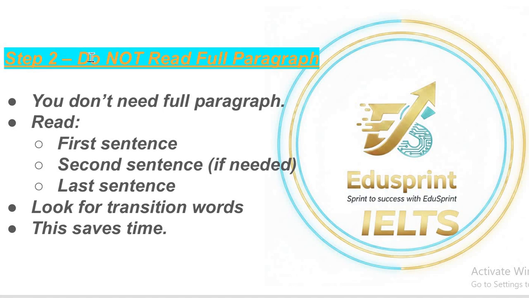Here is step 2, and here is something very important: don't read the full passage in detail. You don't need every example or every explanation. Instead, just focus on the first sentence, maybe the second sentence, and sometimes the last sentence. This usually contains the main idea. This strategy saves a lot of time, and also look for transition words.